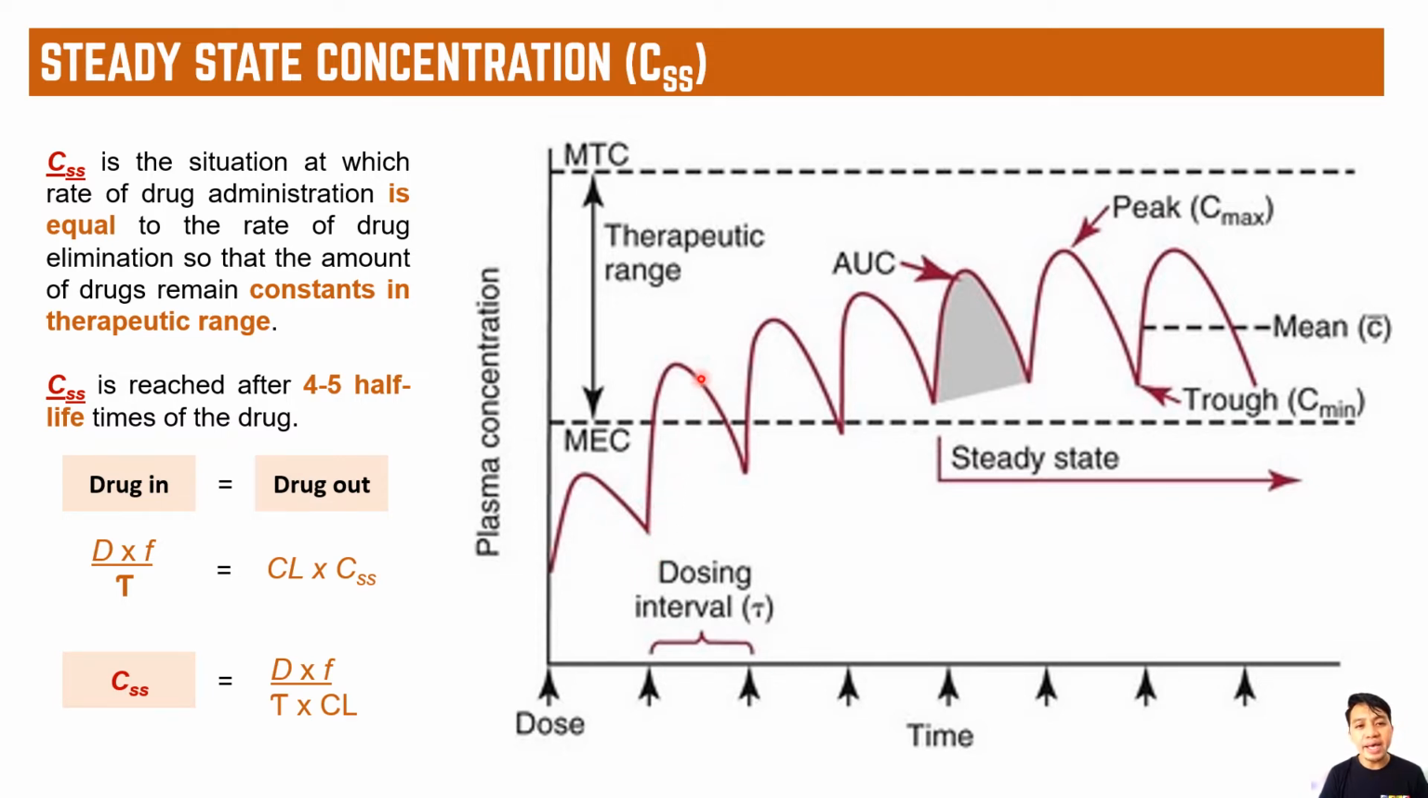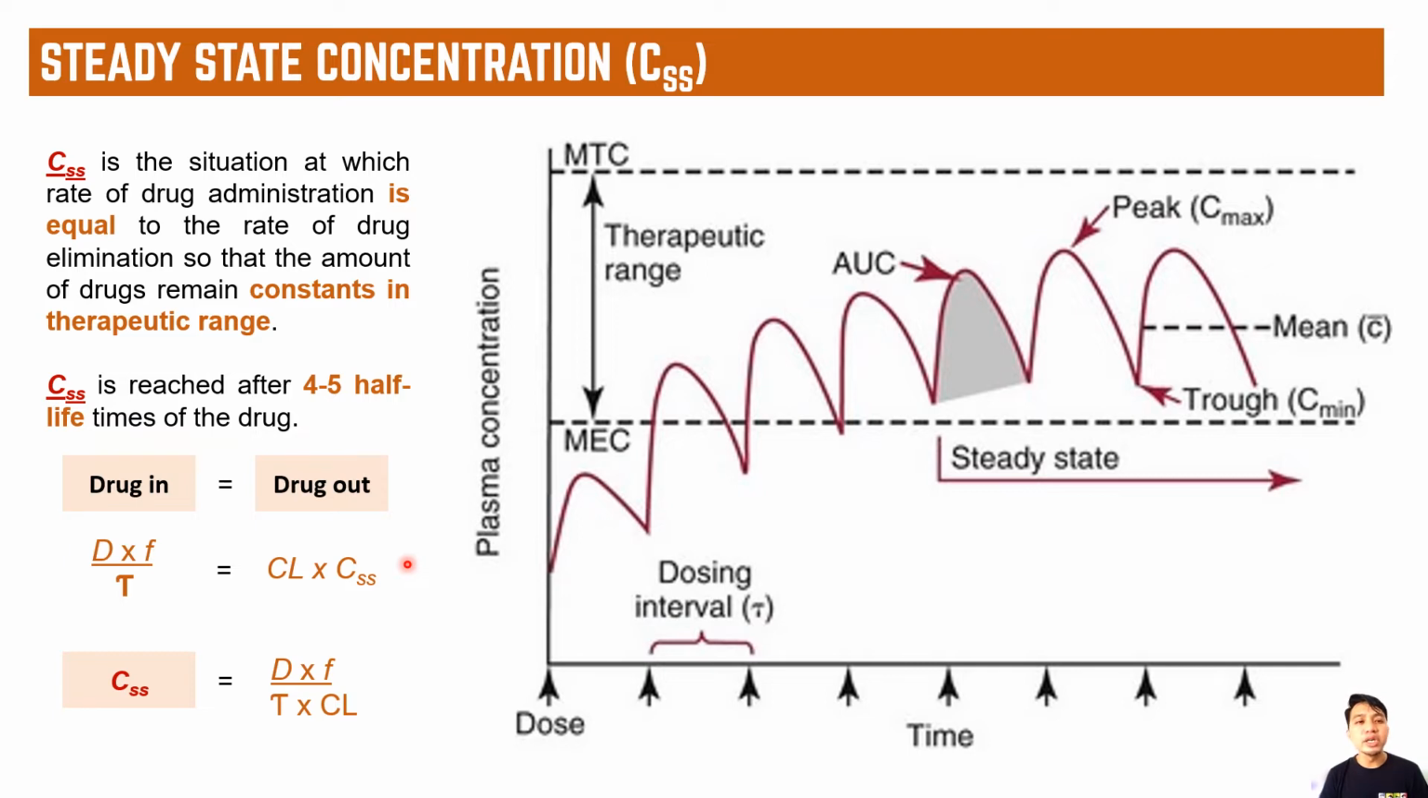Now, if we continue the dose of drug X every half-life as the dosing interval, the drug concentration will continue to rise and fall, ultimately increasing until it reaches a certain point where the average drug concentration remains stable. We refer to this concentration as the steady state concentration. I would like to emphasize again, during the steady state concentration, or CSS, the drug entering the body is equal to the drug leaving the body.